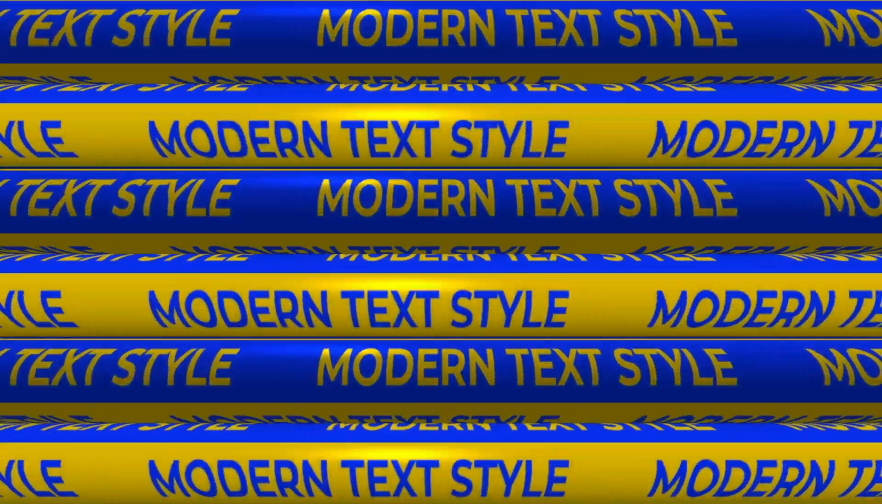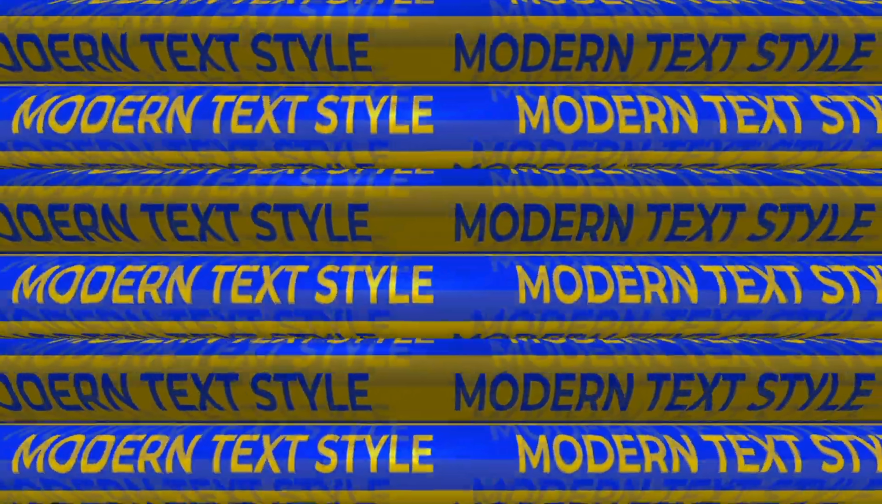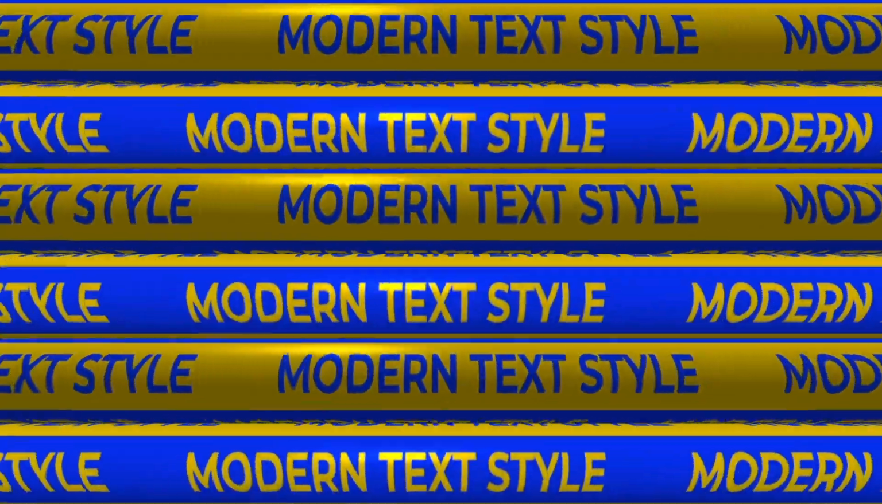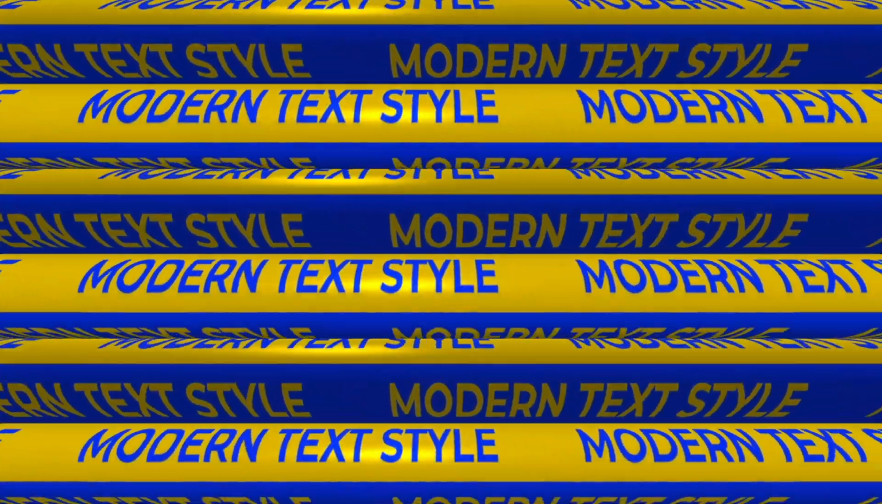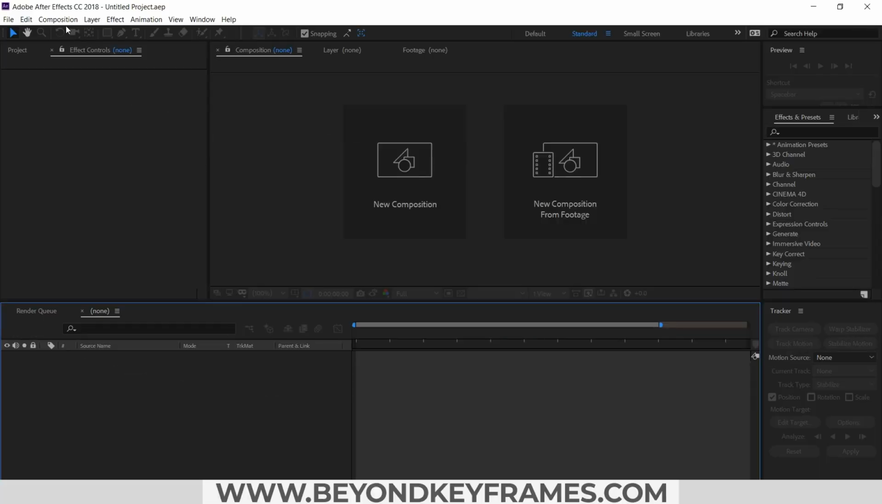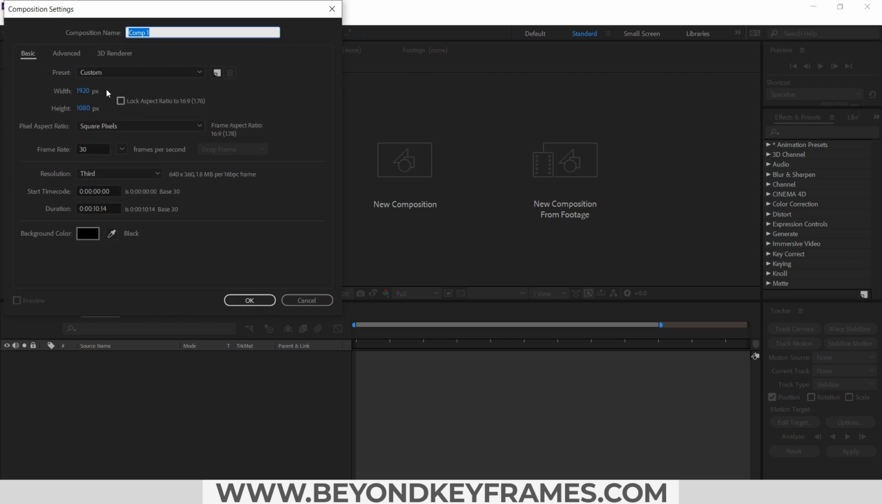In this video, I will create a full page 3D title animation in Adobe After Effects. So without further ado, let's get started. First, I will create a new composition for our text animation. I will set the width to 960 and height to 100.